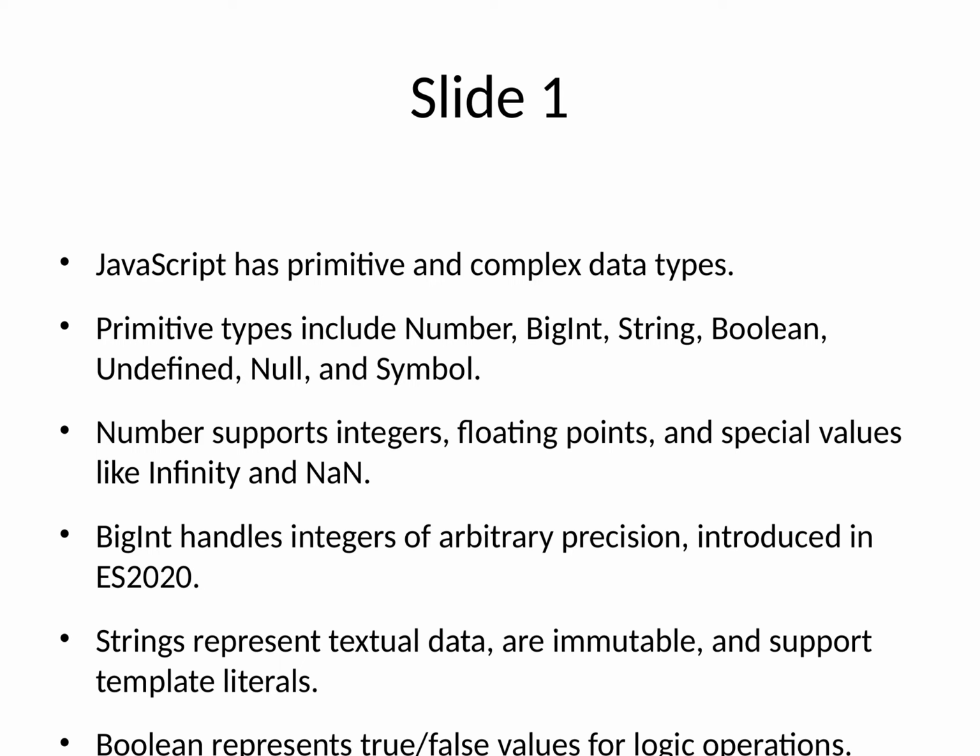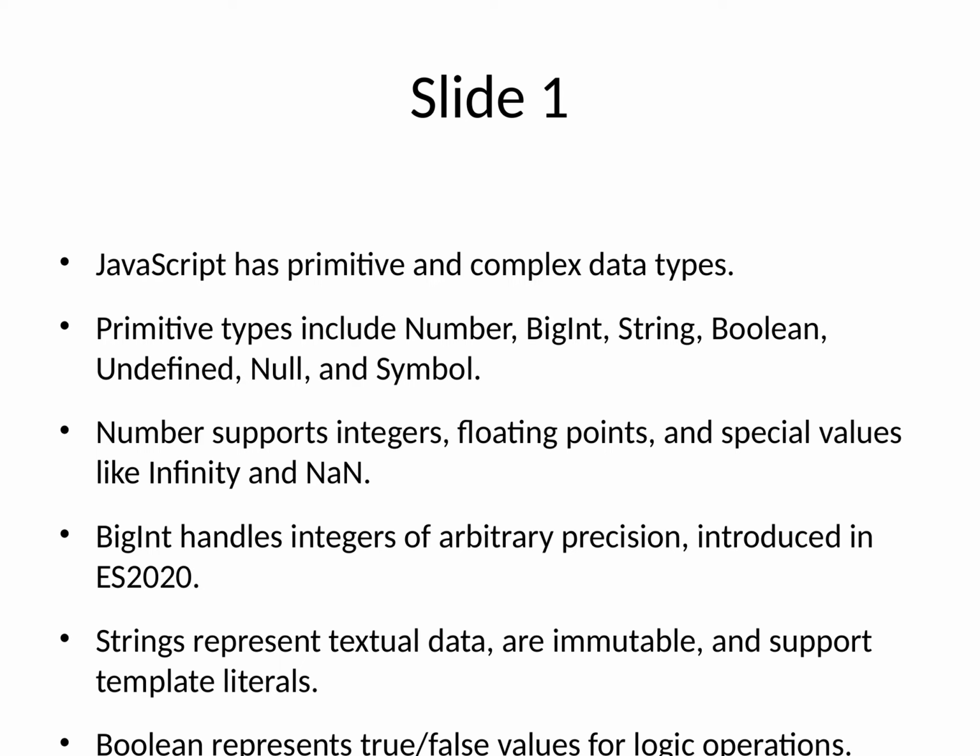BigInt, introduced in ES2020, allows you to work with integers of arbitrary precision. You can create a BigInt by appending an n to the end of an integer or using the BigInt constructor, such as const bigNumber = 9007199254740991n. However, BigInt cannot be used with methods from the Math object.